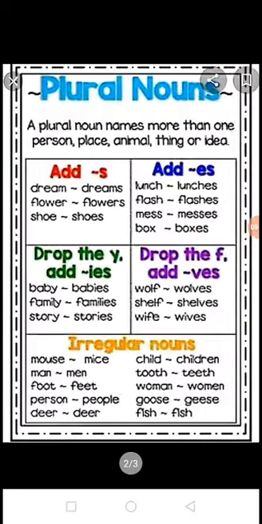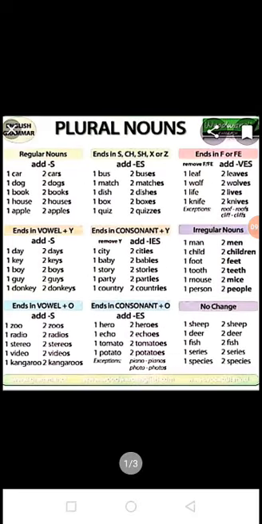See students, in this way we have studied singular and plural nouns with the specific rules. So you should write all these examples one by one with their rules and learn them by heart. Read them very carefully. In this way students, we have completed singular and plural nouns with different examples.